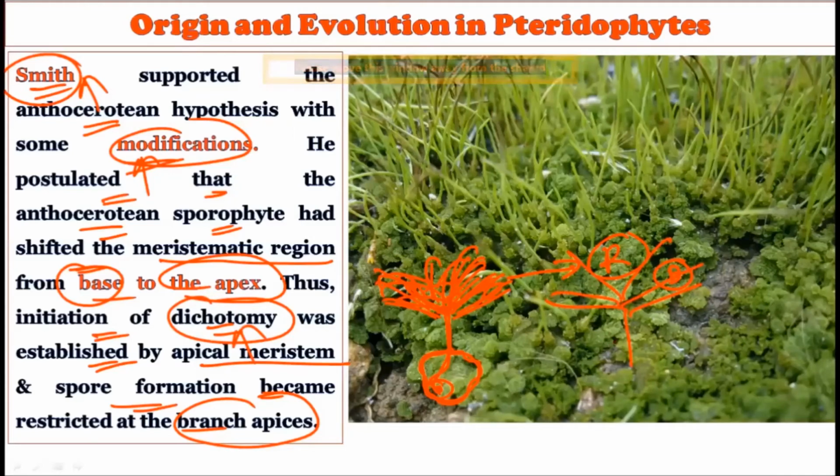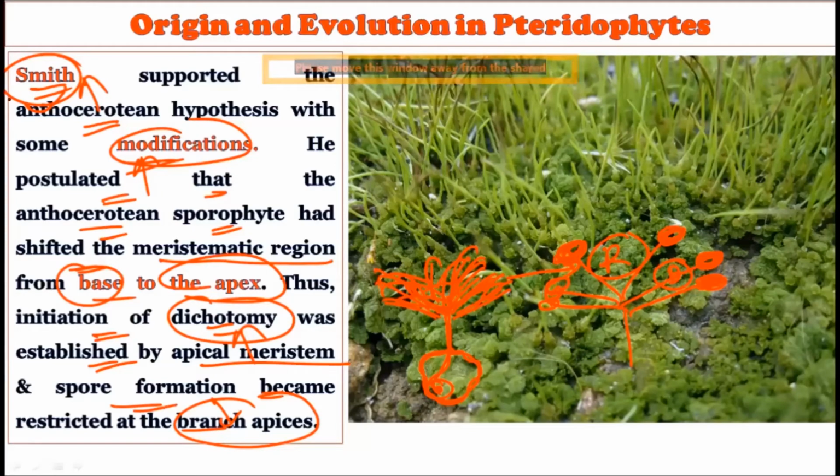Okay, in the erect fashion, the spore formation has become restricted to the branch apices only, because the branches contain the apical growing point, and that is why the spore formation structures were restricted to the apices only. This is according to Smith. So Smith is also advocating the bryophytic origin for the pteridophytes, but with certain modifications. Okay, he has given some of his own points. Just for example, one prominent point is there.